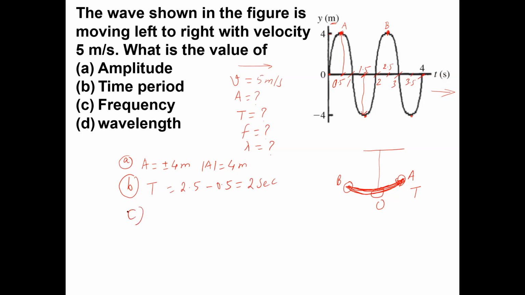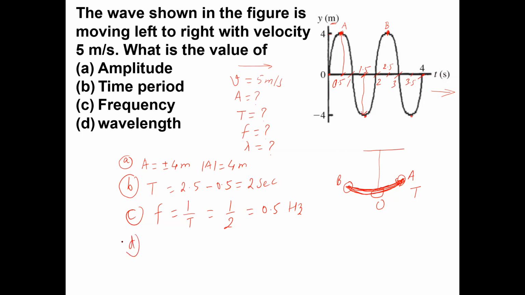Now, part C, you have to calculate frequency. The frequency and time period are inversely related. So frequency is the inverse of time period, or time period is the inverse of frequency. If you switch this value, you already calculated the time period is 2 seconds. So you will get 0.5. That is 0.5 hertz. The unit of frequency is hertz, Hz, or inverse second, whichever you write.